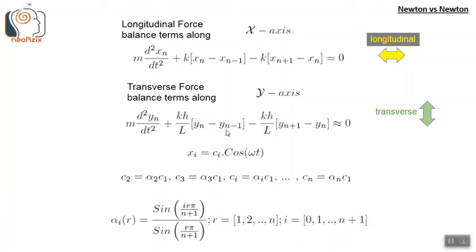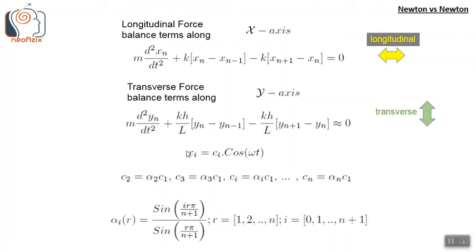So as usual, to solve this, we can assume each disturbance has an SHM form solution, x_i equals c_i cos omega t. So x_i is the disturbance of each mass, c_i is the amplitude of the disturbance, and omega is the frequency of disturbance. It can be sine also. So we basically assume this SHM form, simple sinusoidal forms.